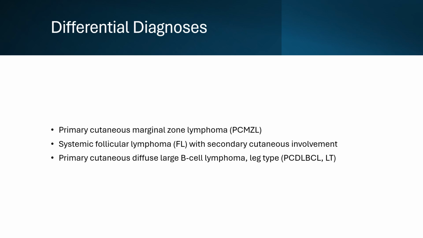And the differential includes primary cutaneous marginal zone lymphoma, which is another low-grade cutaneous lymphoma, and another differential will be systemic follicular lymphoma with secondary cutaneous involvement. So in this case, we have to rule this out very specifically. And the third differential, which is not so close a differential, is primary cutaneous diffuse large B-cell lymphoma, leg type. Morphologically, it will show large cells, unlike primary cutaneous follicular center lymphoma. And that's it for the presentation.